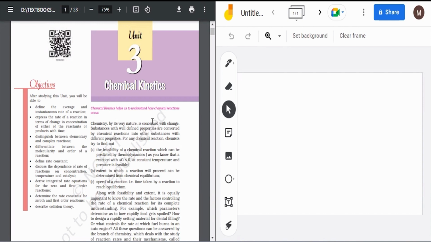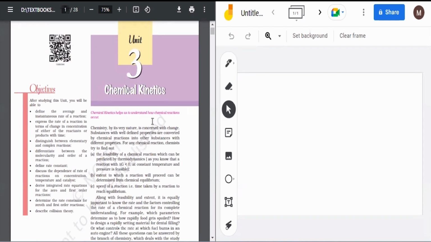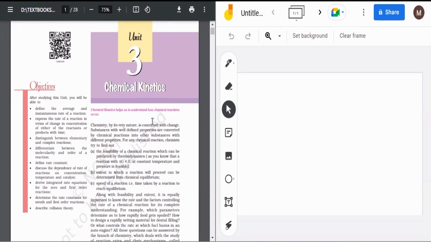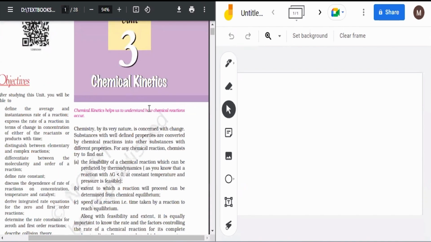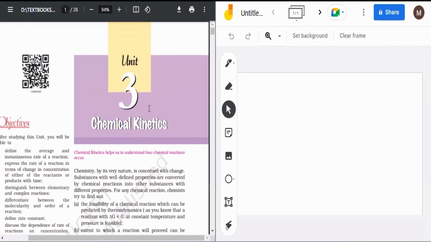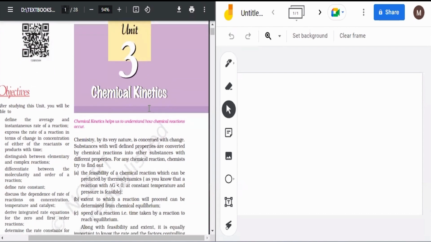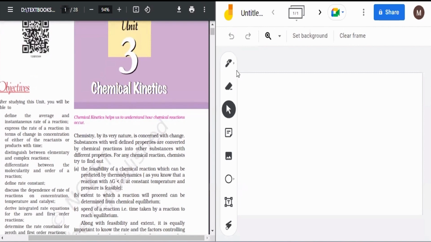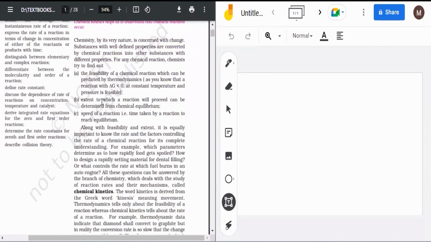So today I'm going to discuss the chemical kinetics chapter with you from NCERT. It's basically a chapter where we deal with the speed of a reaction. Like in thermodynamics, we deal with functions like Gibbs free energy, enthalpy and all. In this chapter, we deal with how fast the reaction proceeds. So, firstly, we will discuss the theory part and then we will move on to the exercise. Okay, so let's start.